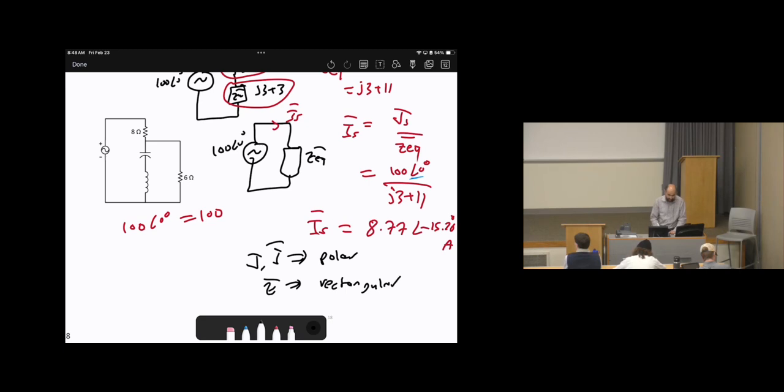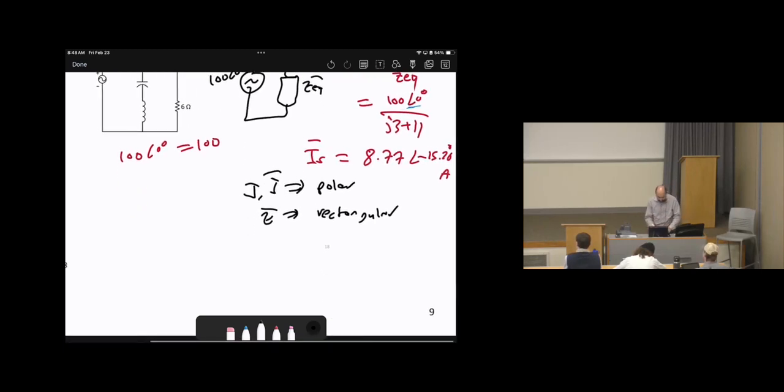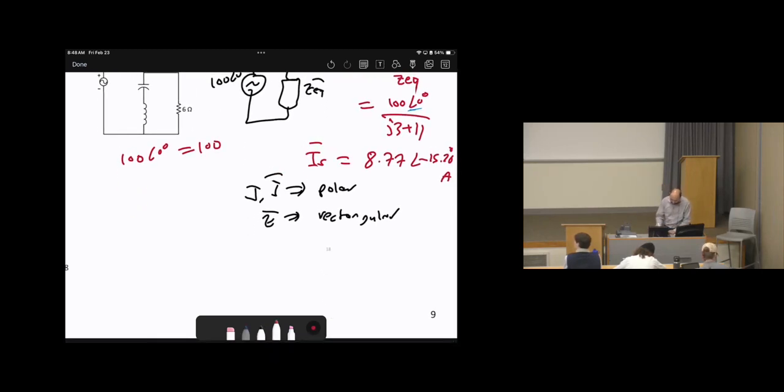Now I'm not done yet because remember our target is to calculate IS of t, not IS bar. So the last step: convert this back to the time domain. How to convert this to the time domain? Again, I'm going to rewrite it here. IS equals 8.77 angle negative 15.26 degrees amperes. This is actually equivalent to IRMS angle beta. So how to find the time domain expression?